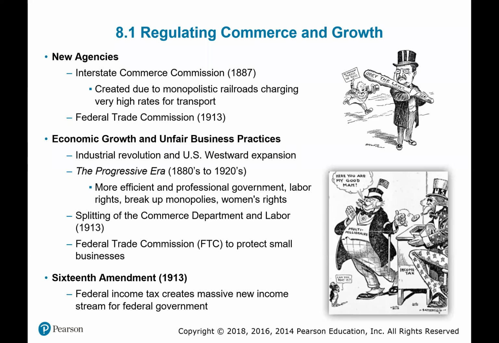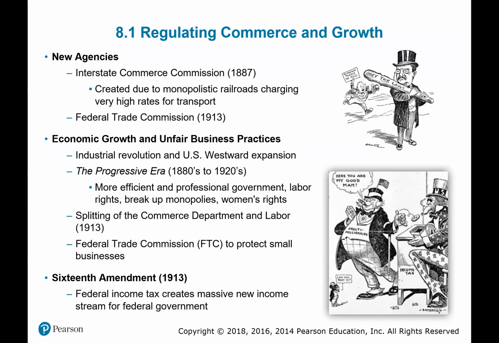Again, this is a market failure. Government steps in when there's a market failure. Those who've taken PA 200 or my other courses, PA 460. So the Interstate Commerce Commission was set up to control monopolistic behavior of railroads.